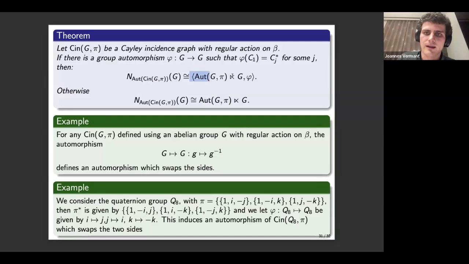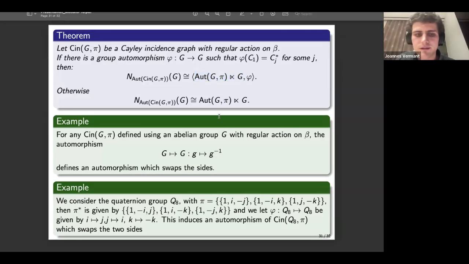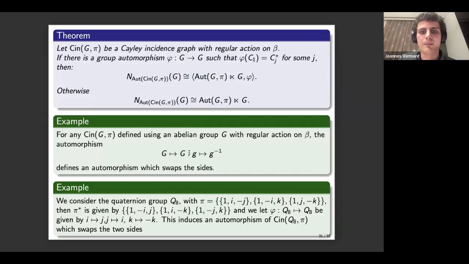And so this group here, this group generated by the semi-direct product and phi, is actually a 2 extension of this semi-direct product. So it has this as an index 2 subgroup. And then because I don't think I have time, I will skip the examples. But the examples are 2 examples of these Cayley incidence graphs where you can swap the sites. So for any abelian group, you can take some automorphism, and also for the quaternion group, you can find some example where you swap the sites.